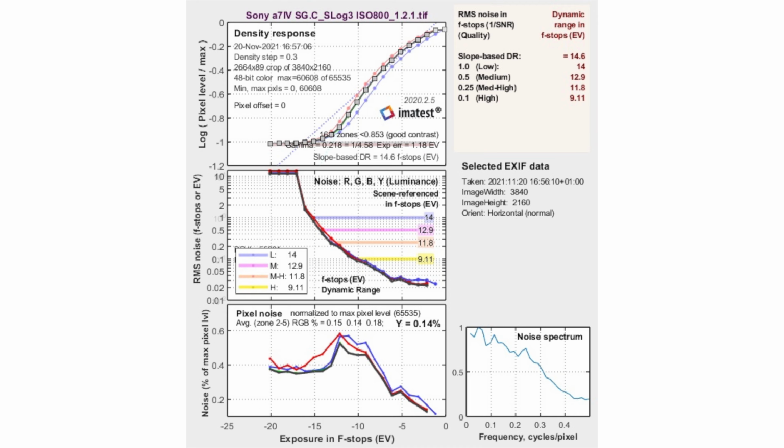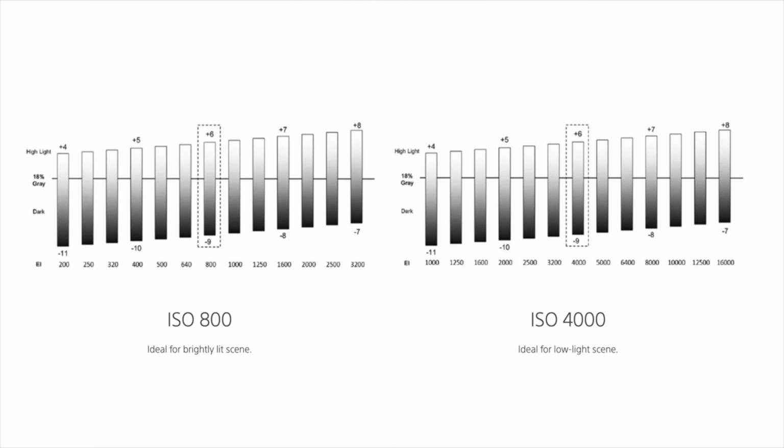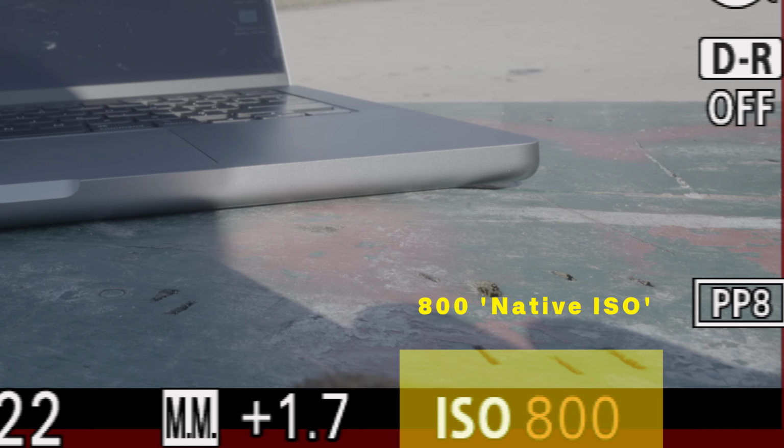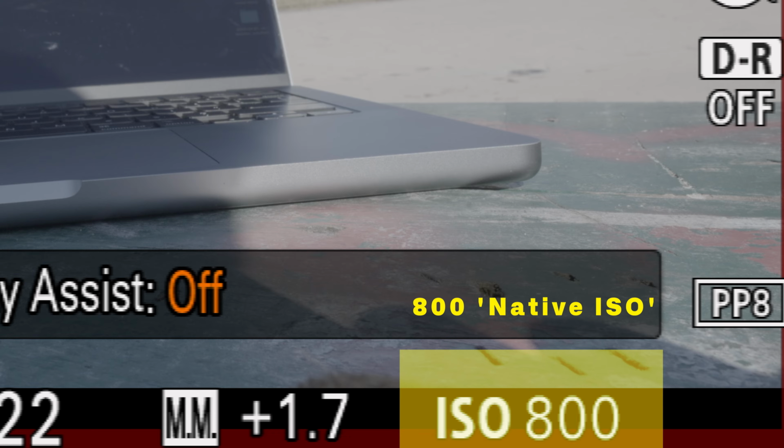And you're going to want to stay with the 800 ISO, because that's the native ISO, at least the base ISO, in the Sony camera, and that way you're going to get the least noise and just get the best image.